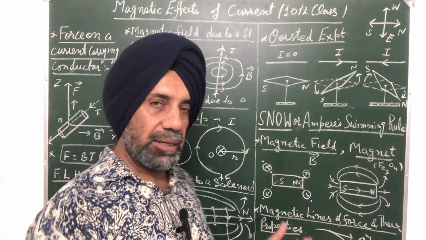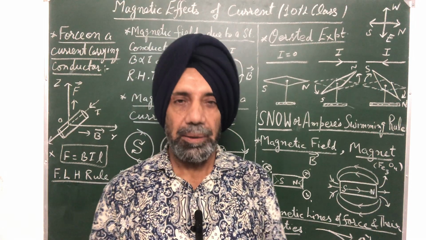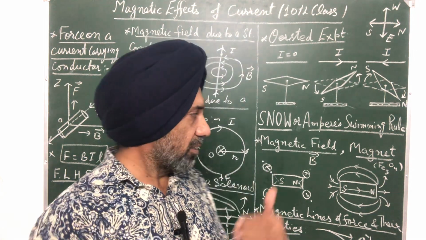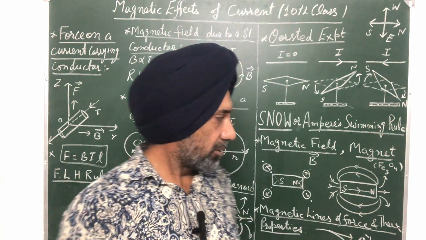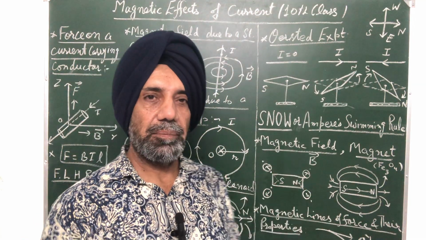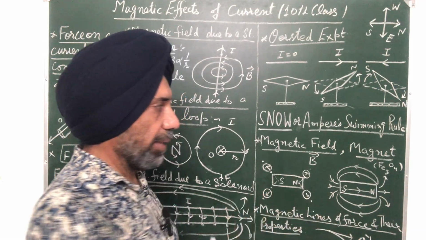An artificial magnet like bar magnet, electromagnet, horseshoe magnet, which are made by magnetizing soft iron core or steel. So there are two types of magnets. Bar magnet is an example of artificial magnet.